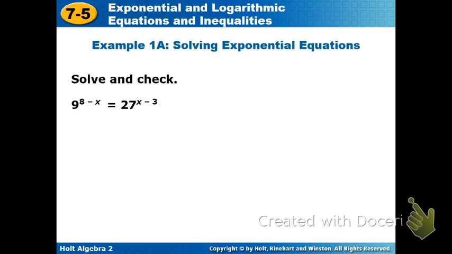Okay, I'm going to start with this one. We have 9 to the 8 minus x equals 27 to the x minus 3. Okay, and we're going to solve this for our x. So you notice there's no x and y. We just have one variable. We are going to use strategy 1.